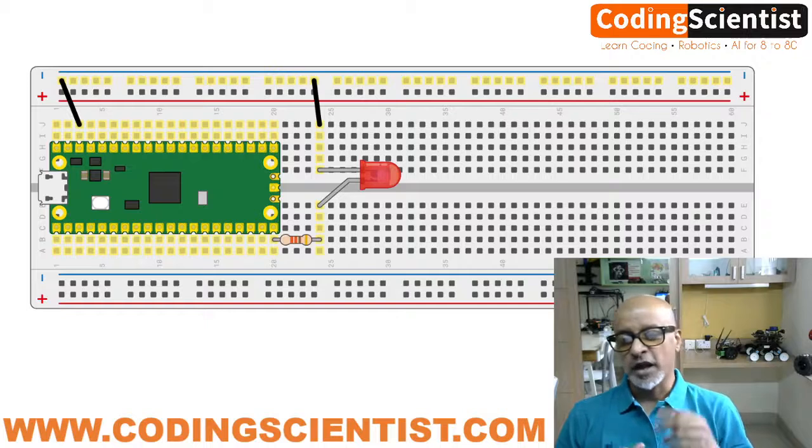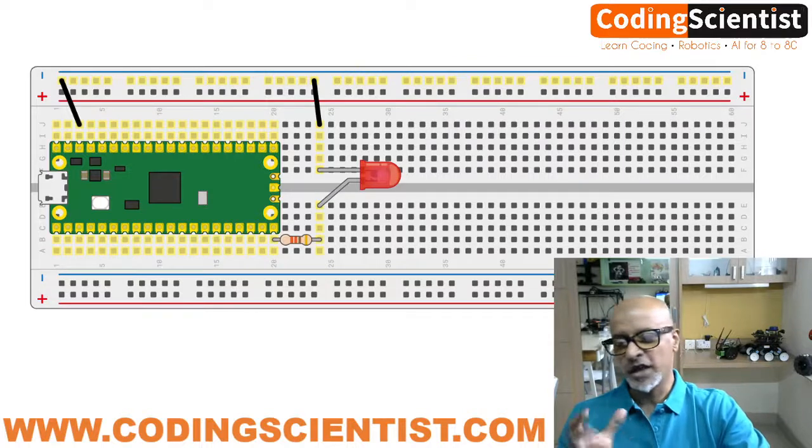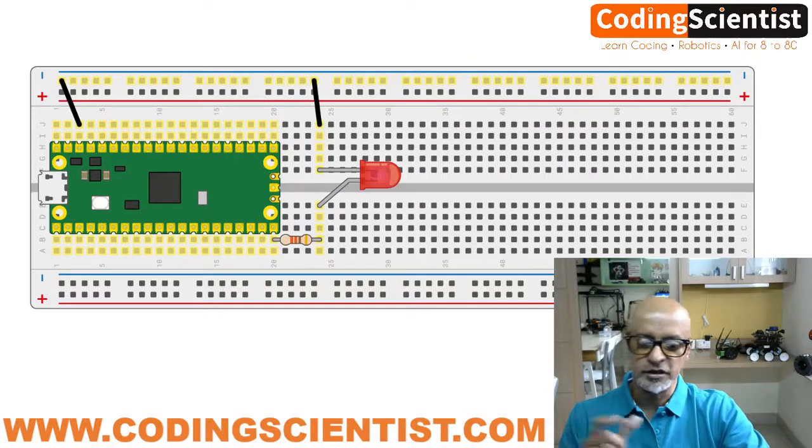jumper wires and an LED. That's more than enough for this particular exercise. The resistor can be anywhere between 50 to 330 ohms.